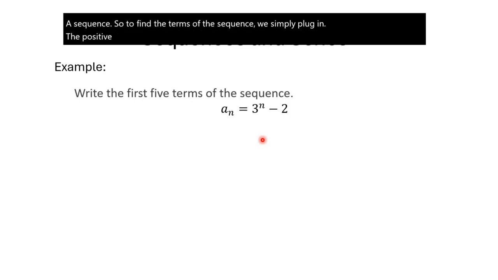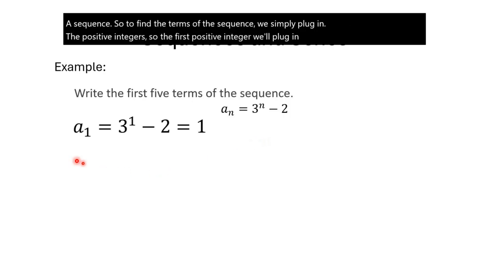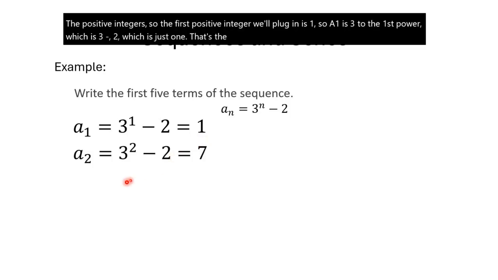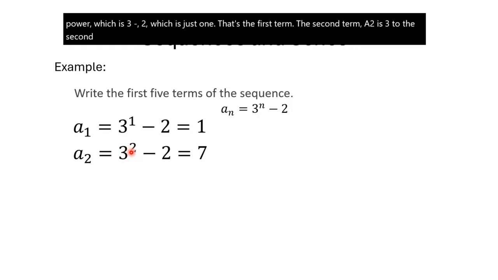So the first positive integer we'll plug in is 1. So a1 is 3 to the first power, which is 3, minus 2, which is just 1. That's the first term. The second term, a2, is 3 to the second power. 3 to the second power is 9, and 9 minus 2 is 7.